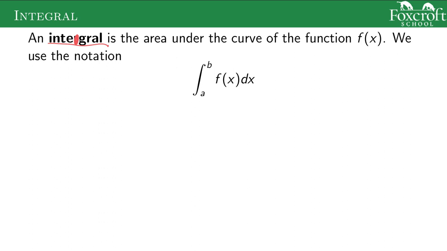And the notation looks like this. This curly S type thing, it's kind of an elongated S, represents area. And it's the area from A to B. All right, so this kind of gives us the edges of our area. And the function that we're taking the area under is f of x.